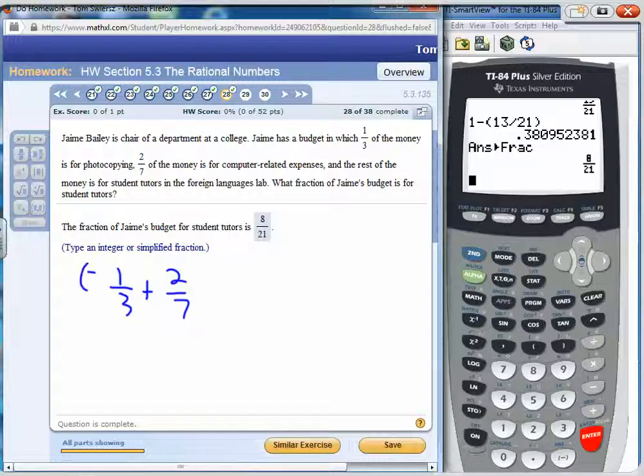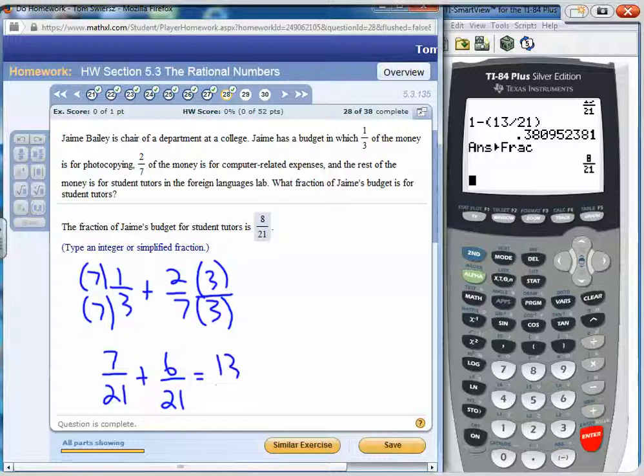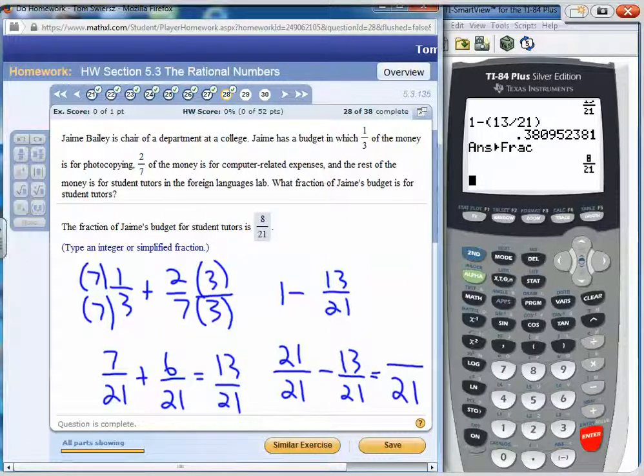Now again, if you were doing it with pencil and paper, the common denominator of 1/3 and 2/7 is 21. So we'd multiply by 7/7, and this one by 3/3, to get 7/21 plus 6/21. Add the two numerators, keep the denominator, and there's our 13/21. Then 1 minus 13/21: you can write 1 as 21/21 minus 13/21, again to get the common denominator of 21, and 21 minus 13 is 8. Which is our correct answer, the same answer we got using the calculator.